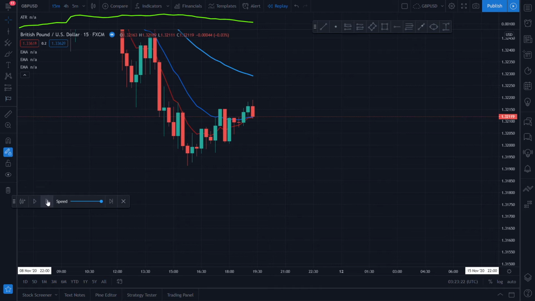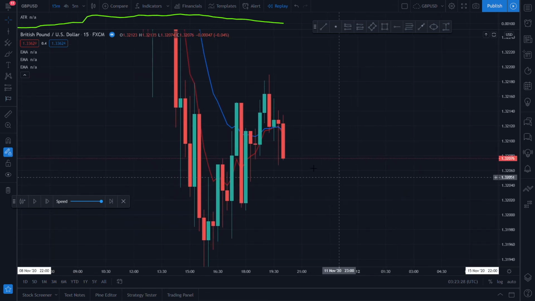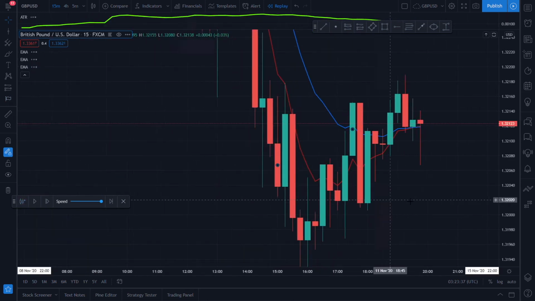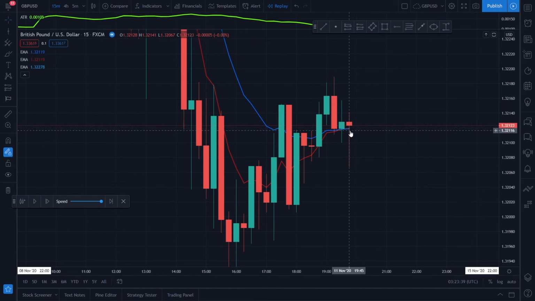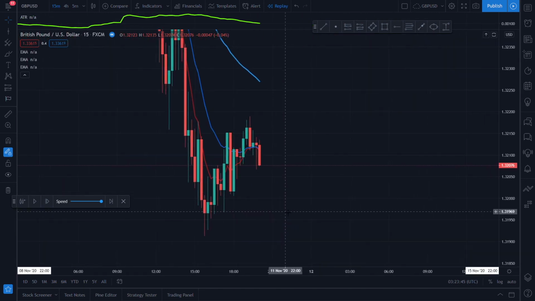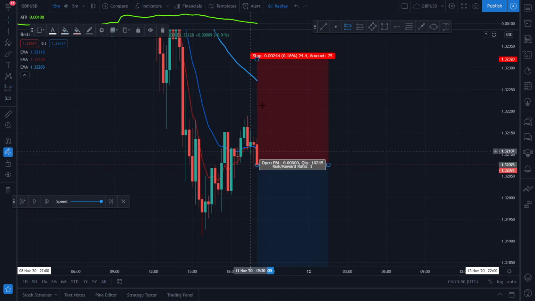Market replay is lagging up. There we go. Okay, so we did cross on this candle. This one right here. Go back. Yes. So the red did cross above the blue. And then we cross right back over. So that's going to be a sell. So let's go ahead and take the sell.